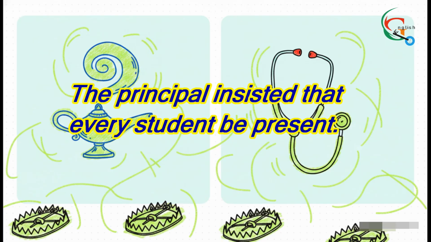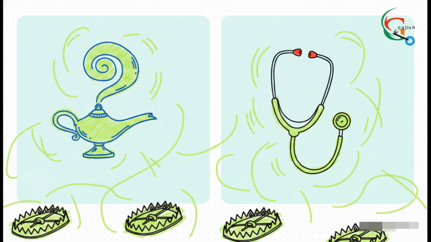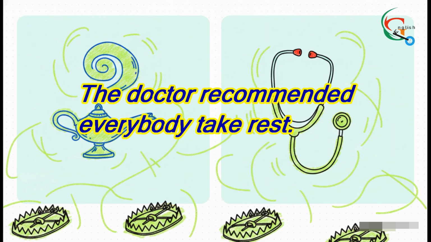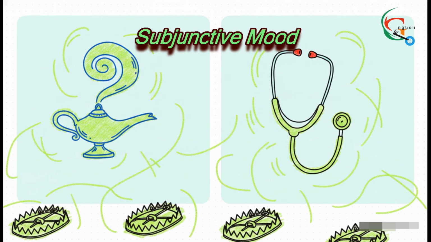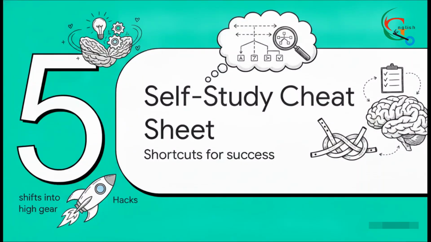The principal insisted that every student be present, not is present, or the doctor recommended that he take rest, not takes. These surprising, weird little verb changes are basically massive flashing green neon signs telling you that you are dealing with the subjunctive mood.